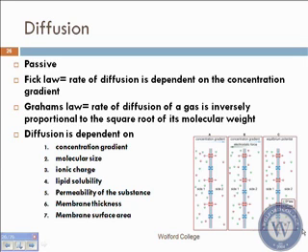Membrane thickness as well. If you have the actual alveolar membrane, or whatever membrane you're talking about, if it becomes thicker, it's less likely to get across. And of course, your membrane surface area. The greater the surface area, the more likely it is to get across. The less surface area, the less so.